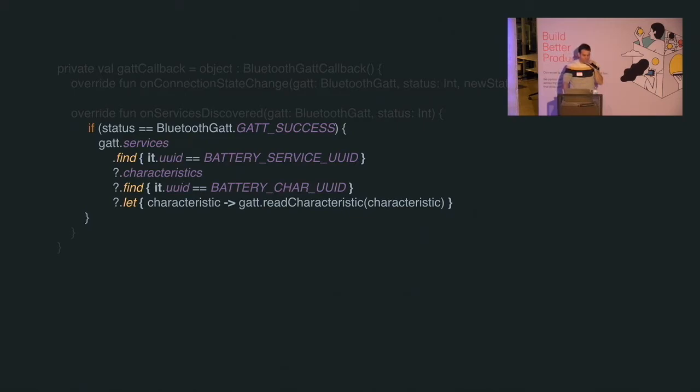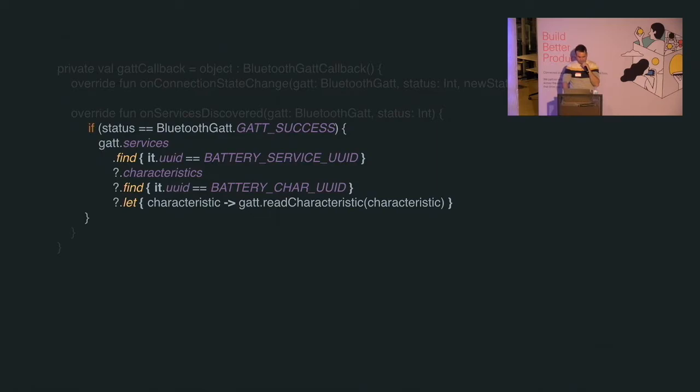But those characteristics are pretty much metadata. You have an ID for every characteristic, but you can't read the value of them. They are not available yet. We have to discover those. So let's filter those characteristics to find the one we're looking for, which is the battery level characteristic. So we find it, and then once we grab hold of it, we call readCharacteristic.